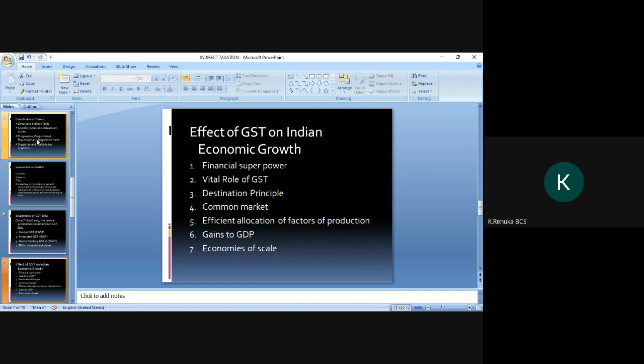So, under the existing structure, at each point of sale additional taxes are applied to the after-tax value of each good and service.